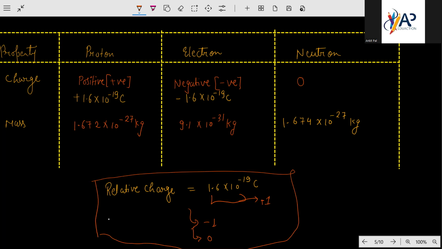Arthana and Mai, is there any doubt? Can you explain one more time how you got 1.6 times 10 to the power minus 19?